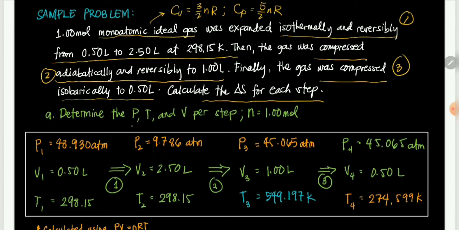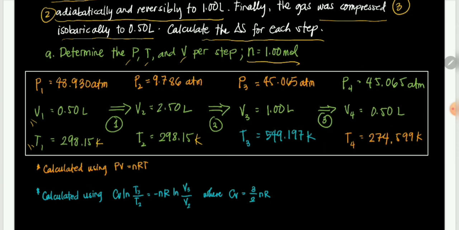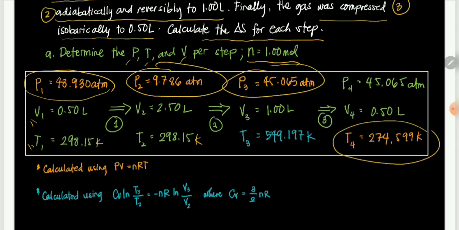So, first, we calculate the pressure, temperature, and volume per step given that the number of moles is 1 mole. Okay? So, in the first step, we are given V1, which is 0.5 liters, and T1, 298.15 Kelvin. Okay? So, let's add the units. All that is in orange, pressure 1, pressure 2, pressure 3, and temperature 4, were calculated using the ideal gas equation. Okay? So, P1 is 48.930 atm, P2 is 9.786 atm, P3 is 45.065 atm, and T4 is 274.599 Kelvin.